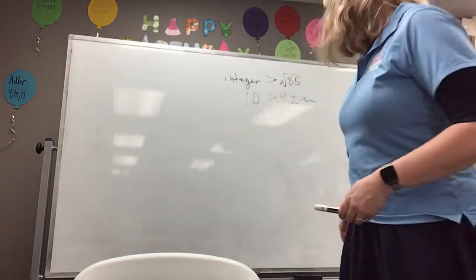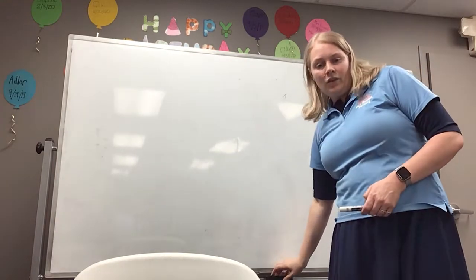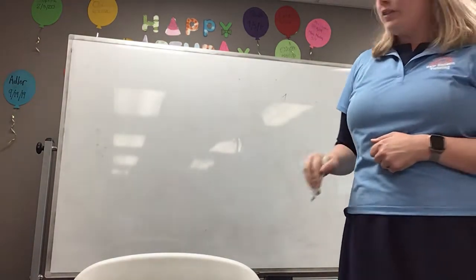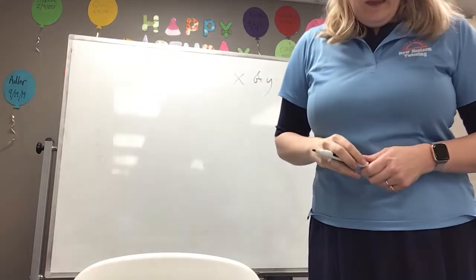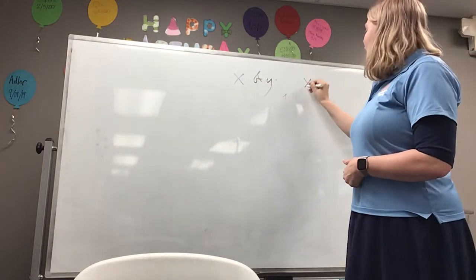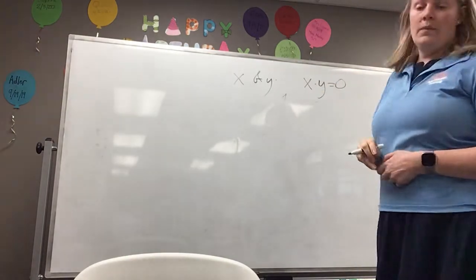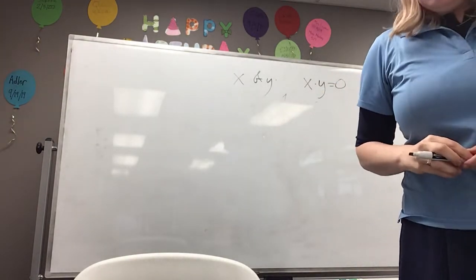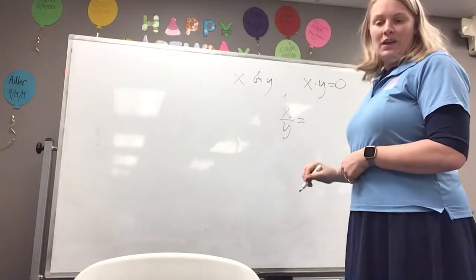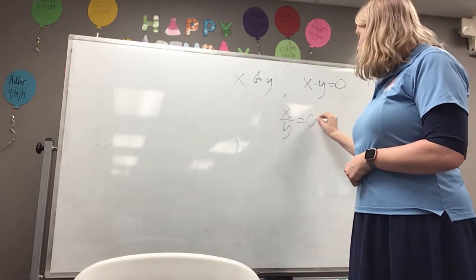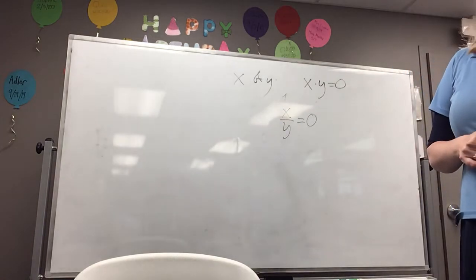All right, next one, it says, for every pair of real numbers x and y such that x times y is equal to 0 and x divided by y also equals 0, which of the following statements is true?